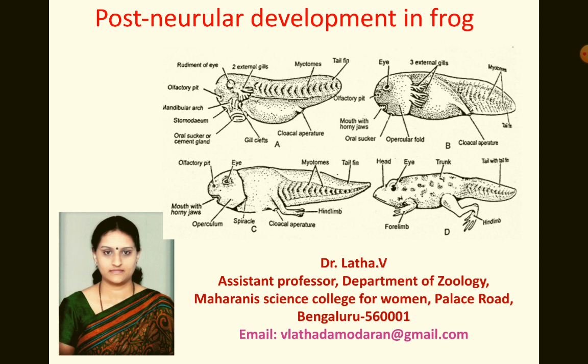Now, after neurulation, what are the other changes that happen to the embryo of the frog? That's what we are going to learn in this session. This picture describes a lot of changes that take place after neurulation, whether it is the formation of the oral sucker, the stomodeum, the olfactory pit, or the change in the body shape itself, and the formation of external gills and limbs and other changes. So let us learn all this in detail.